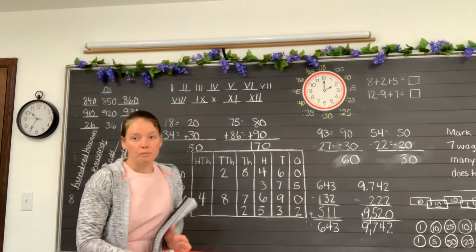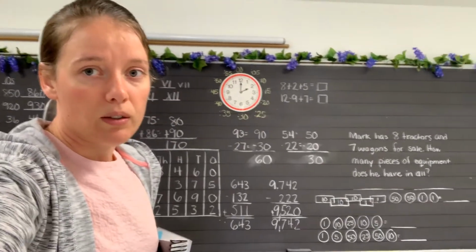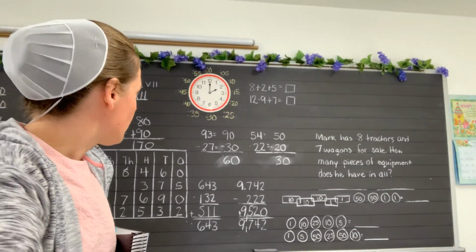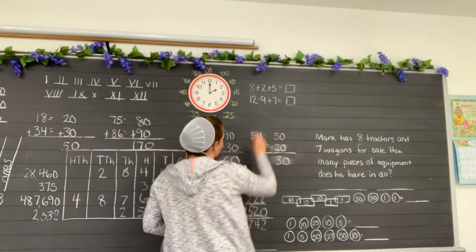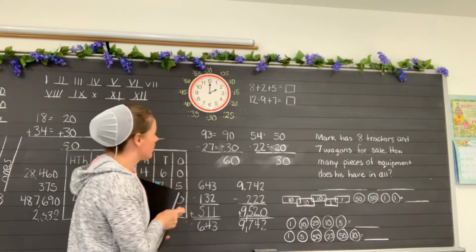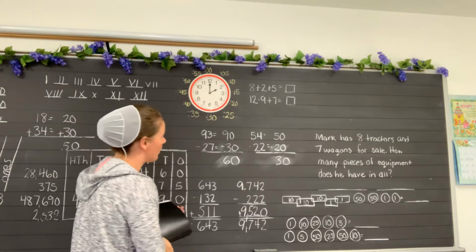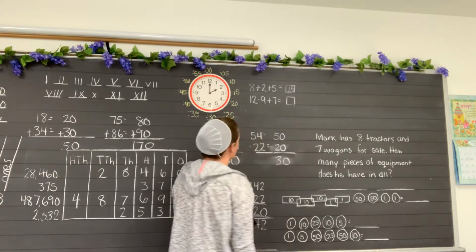Okay, yeah, so that covers the Roman numerals. Let's look over here on the money and the story problem now. So we have here, first of all, let's fill in these numbers. Put the numbers in the boxes. So we have 8 plus 2 plus 5, which would be 15. So 15 goes into the box.